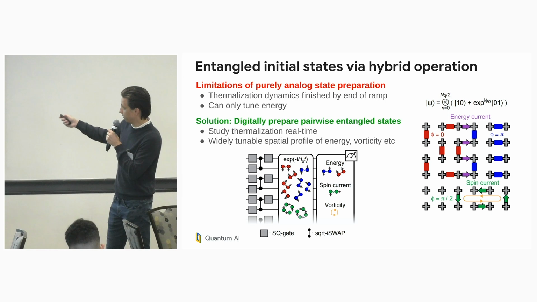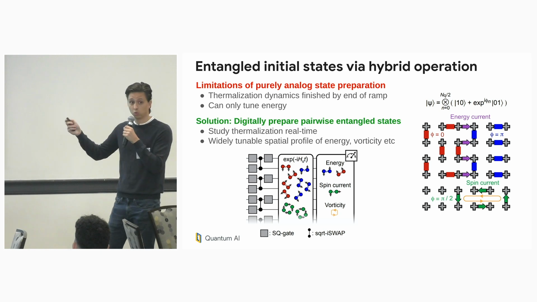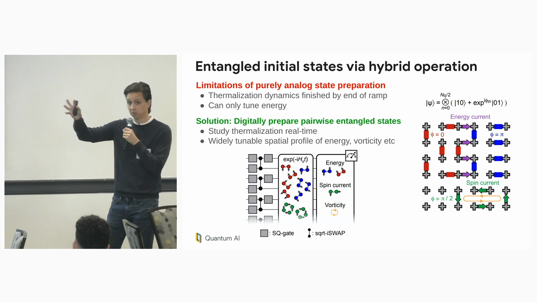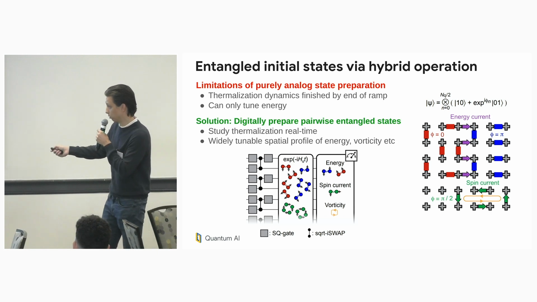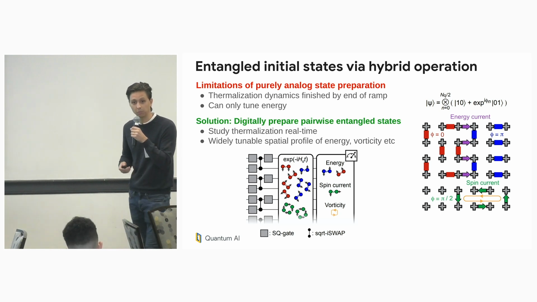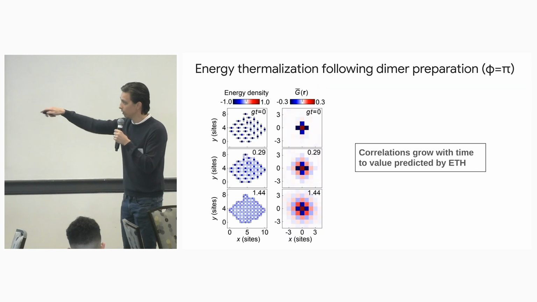Specifically, we're going to prepare this kind of dimer state that you see here, characterized by this phase phi. That allows us to tune, for instance, the energy. If I use a phi of 0, I get some very positive energy. If I use a phi of pi, I can inject some negative energy. But I can also use a phi of pi over 2, which allows me now to inject spin currents. There are really endless possibilities with this kind of capability. So let's put it to the test.